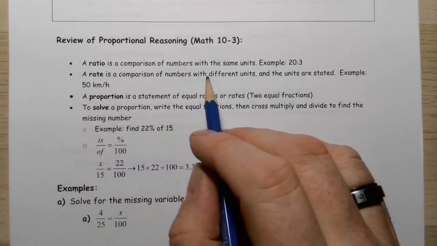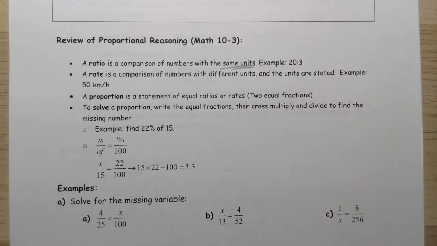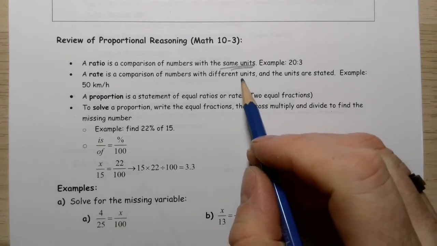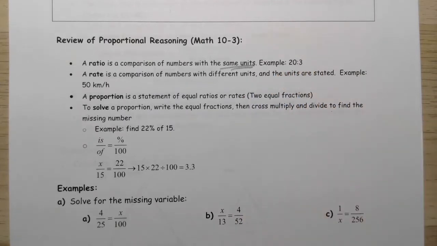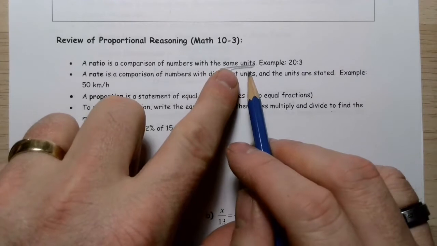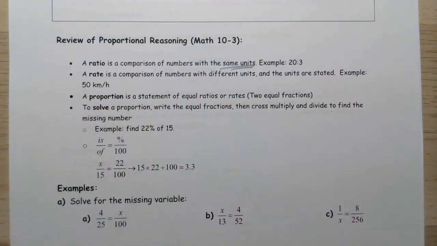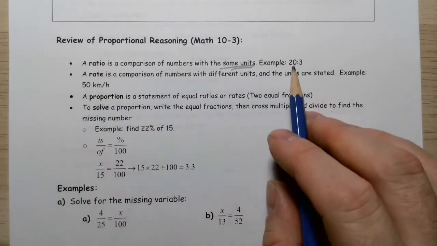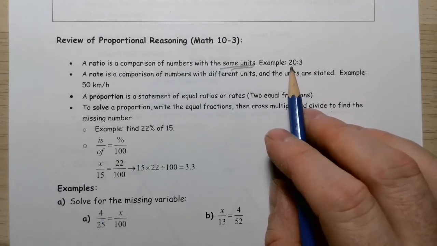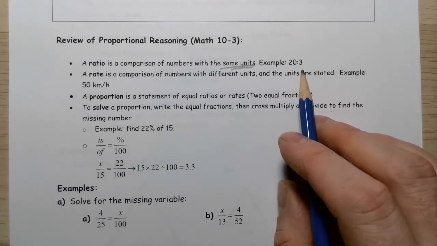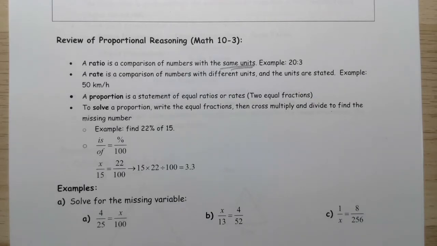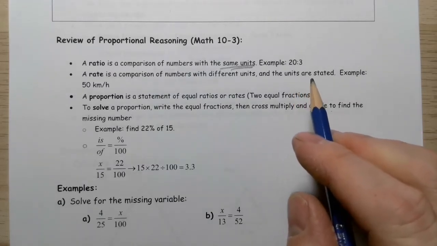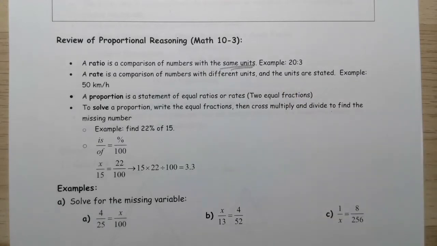A ratio is a comparison of numbers with the same units. Practically speaking, we will often set up ratios that aren't quite technically the same units, like you'll see on maps, an inch to a kilometer or something weird like that. But for the most part, when we're talking about ratios, we've got the same units here. Because they're the same units, we don't have to write them, since the units are irrelevant at that point. If the units are relevant, or if you're using different units, then they have to be in there.